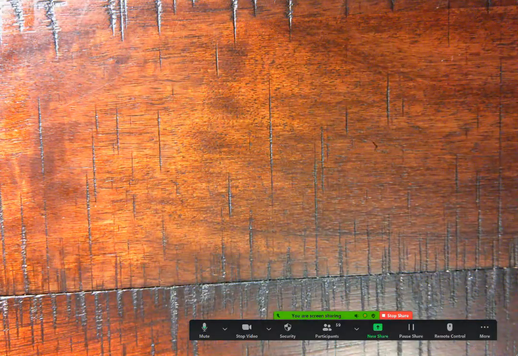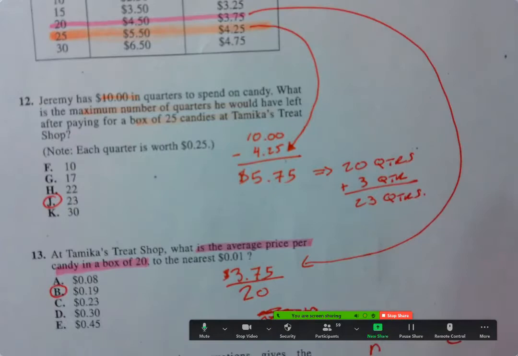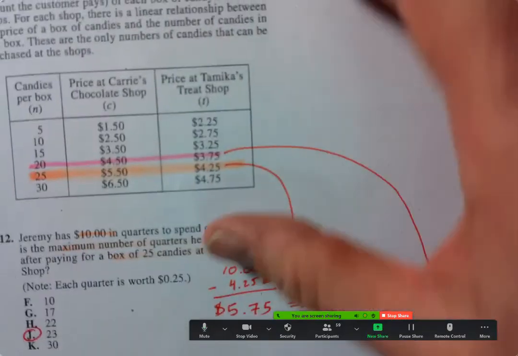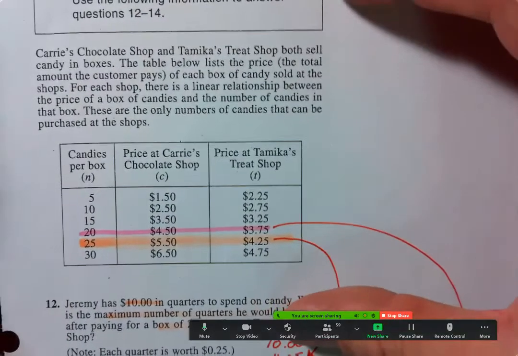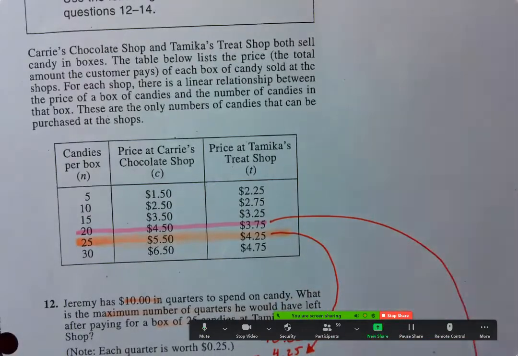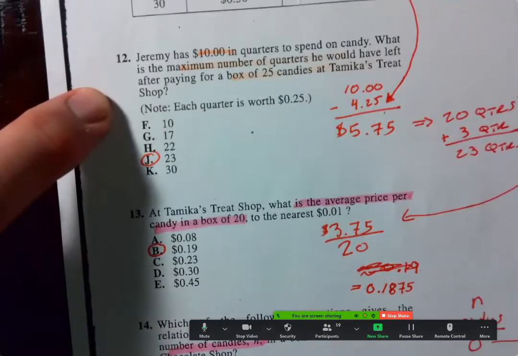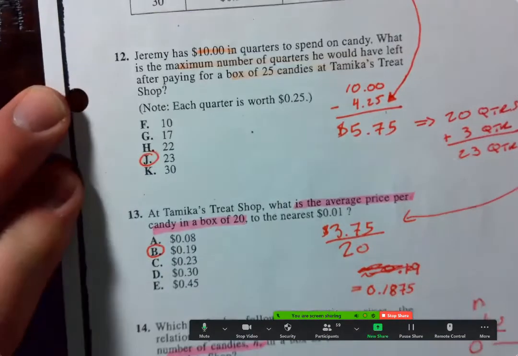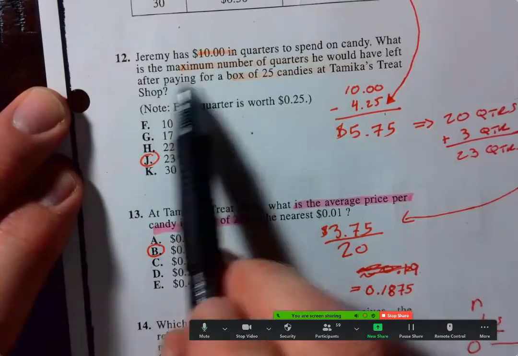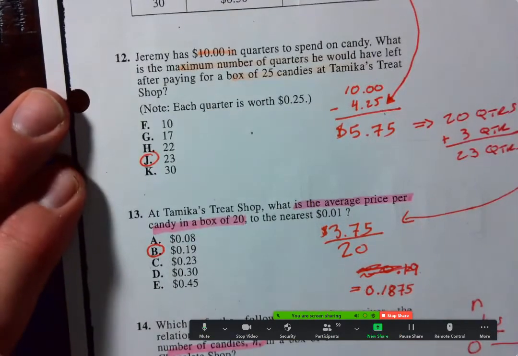Let's look at 12. 12 is one of those questions. ACT usually has 2 of these where they've got a stem for you to read, and then they ask questions later on based on the stem, right? So what I generally do is when I see these, I go right to the question because I'm going to have to go back anyway to figure out the information. And it says Jeremy's got $10 in quarters. What's the maximum number of quarters he would have left after paying for a box of 25 candies?